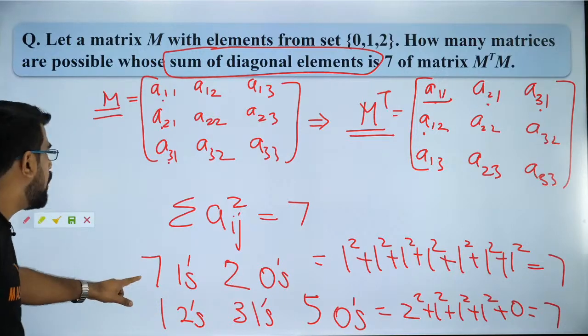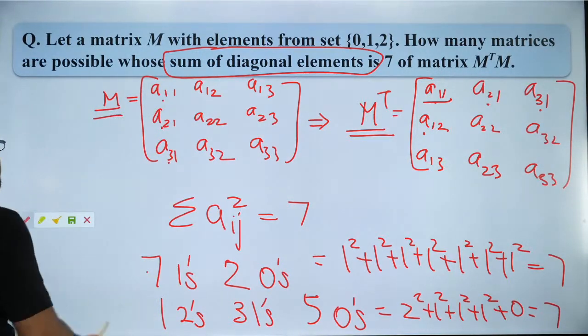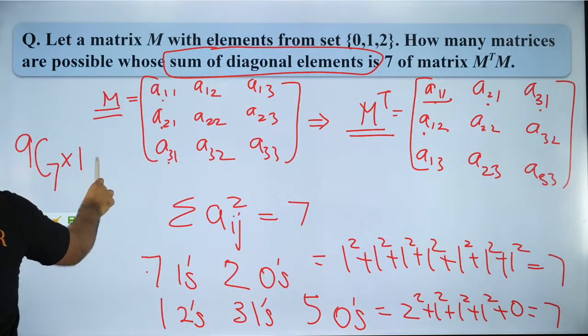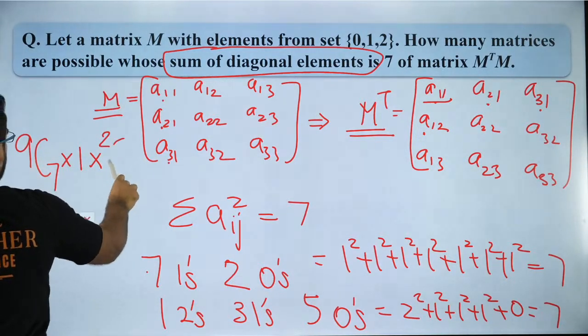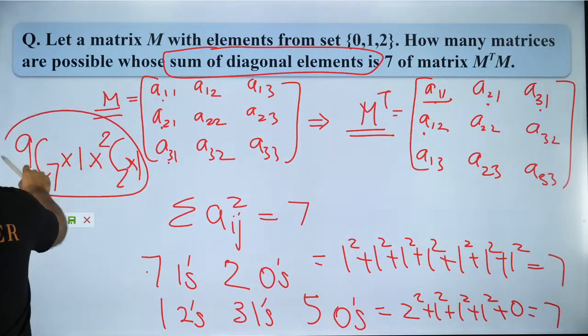So I need to have, out of 9 elements, 7 to be 1. Okay, so 9C7 for the 1s, and the remaining 2C2 should be zeros. So this is one possibility.